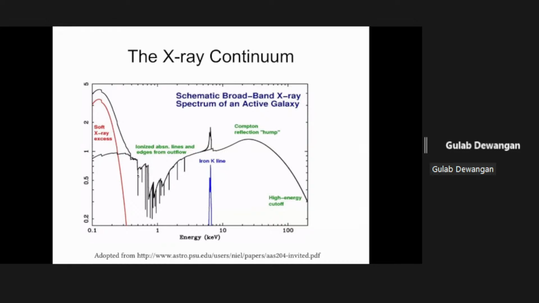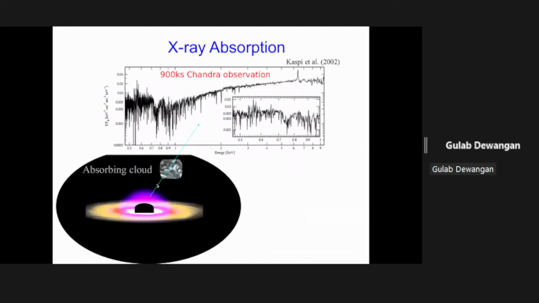But this one shows there are a number of absorption lines, and then there are some absorption edges as well. How do these things arise? These things arise because there is some kind of obscuring or absorbing cloud along the line of sight to the central engine. So what happens is the AGN central engine is, of course, emitting this X-ray power law component, and this X-ray power law component must pass through some of the absorbing cloud.